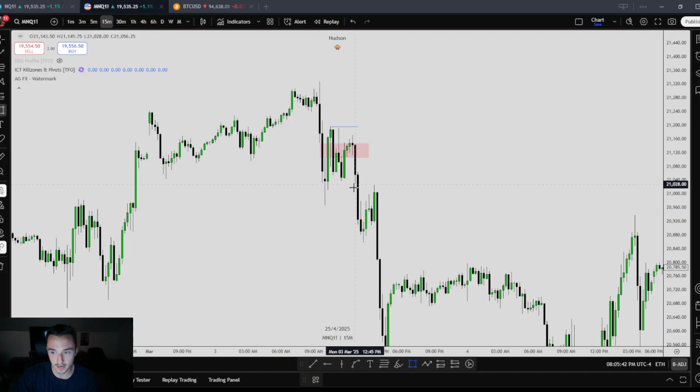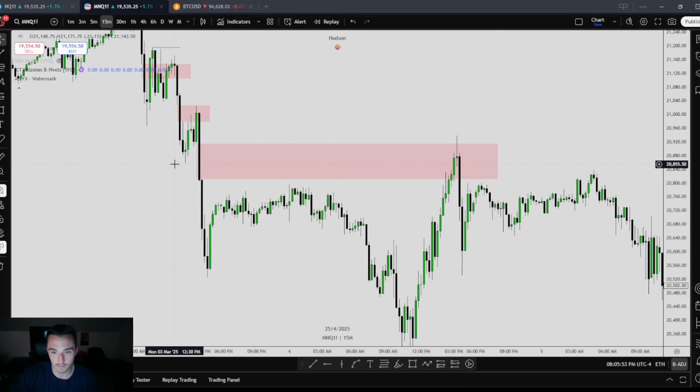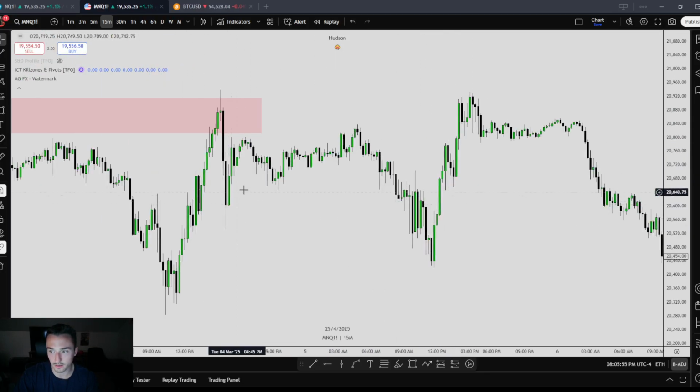Now what happened from there? Did this fair value gap break beneath lows? Yes. Continue lower. Did this fair value gap break beneath lows? Yes. Swing low, continues lower.